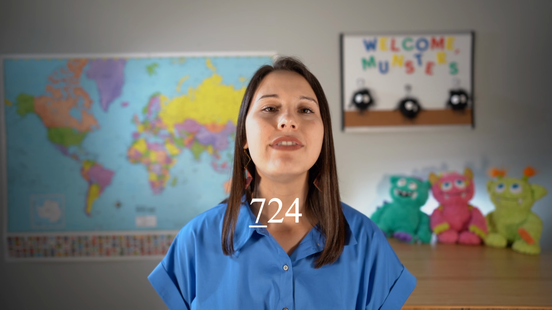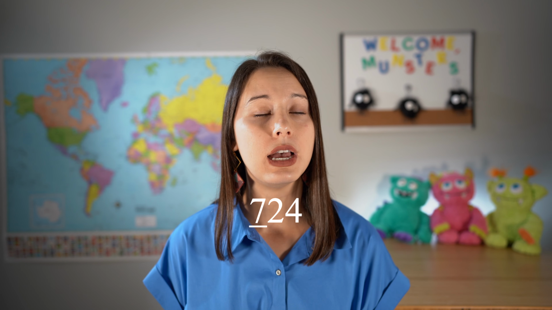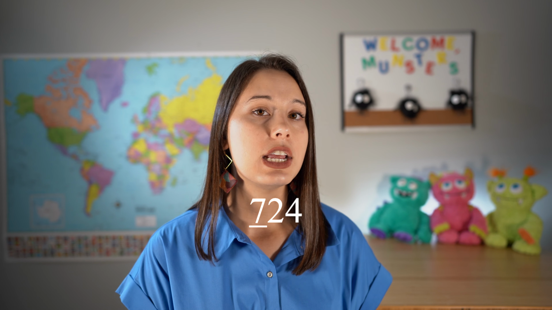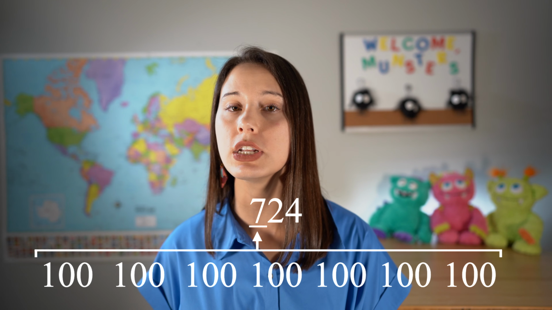Our next part to the problem is 724. What is the value of that 7? Remember, when you say numbers like this, 724, it tells you the value of the digit that's in our first part. So the underlined digit is 7, which means we have 7 hundreds.